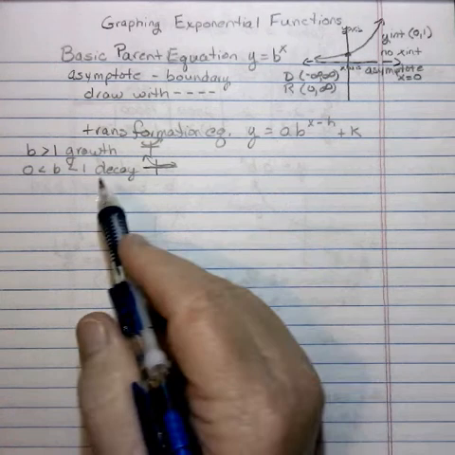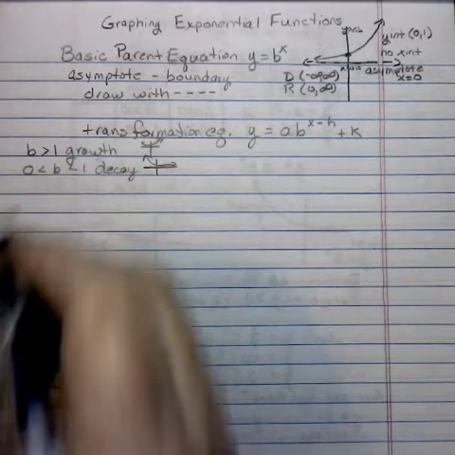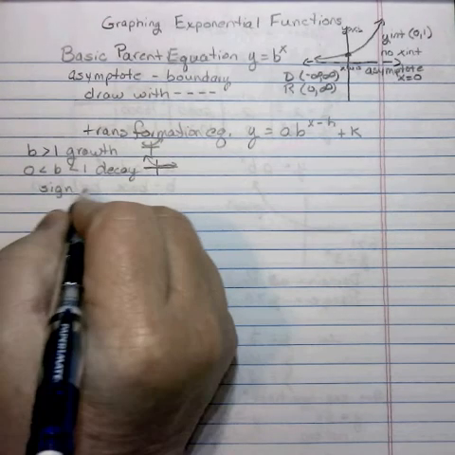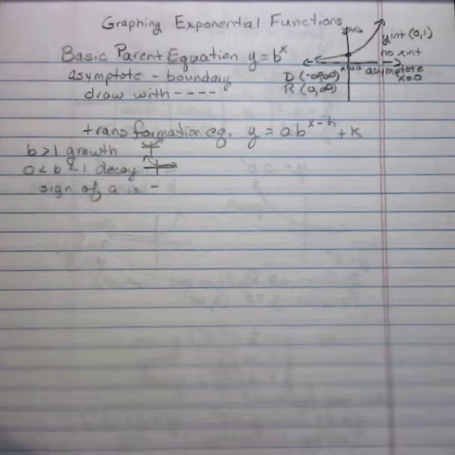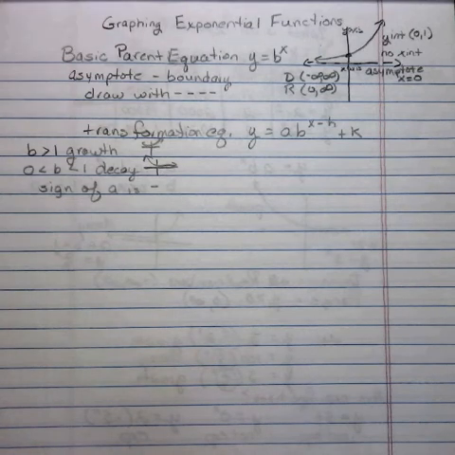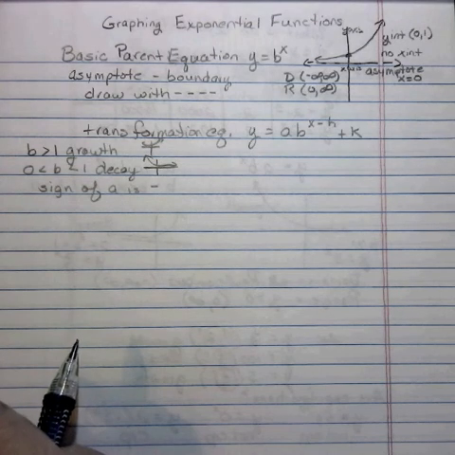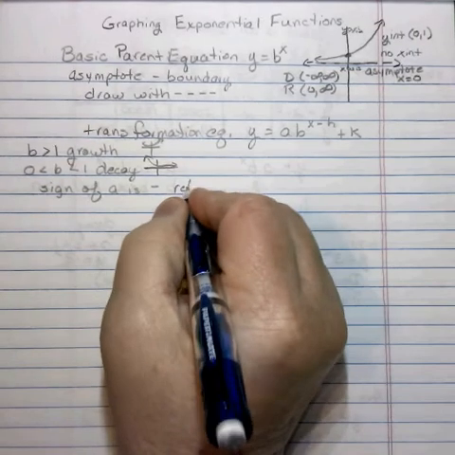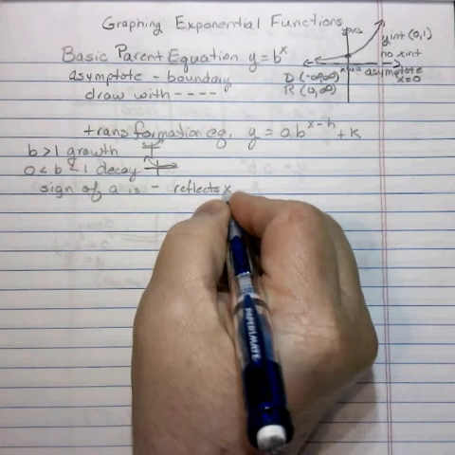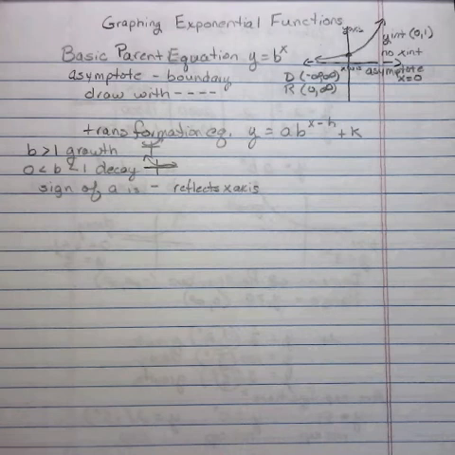Now, we also can reflect when this value of a changes. So if the sign of a is negative, then that will cause the equation to reflect over the x-axis. So that is also going to change what happens to our graph just by a sign change.